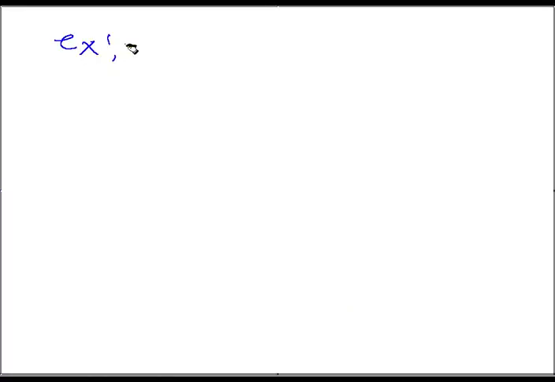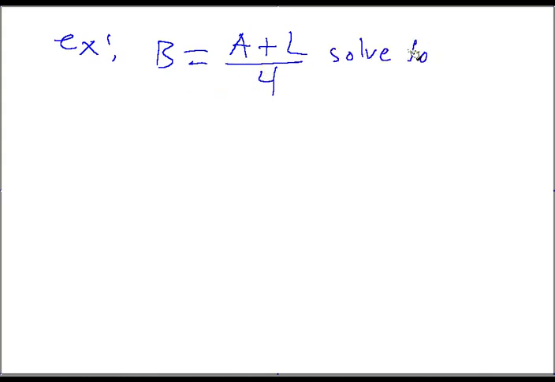Alright? Let's consider this equation here. Alright, let's try this one. Let's look at V is equal to A plus L over 4. Alright? So given this literal equation here, I want you to solve for A, capital A. Alright? How can I do that? Well, this is V over 1 essentially, right? But I want to get rid of this 4 in the denominator.